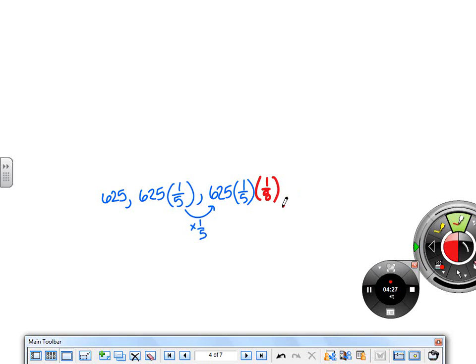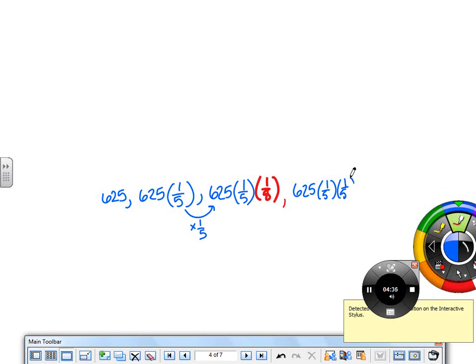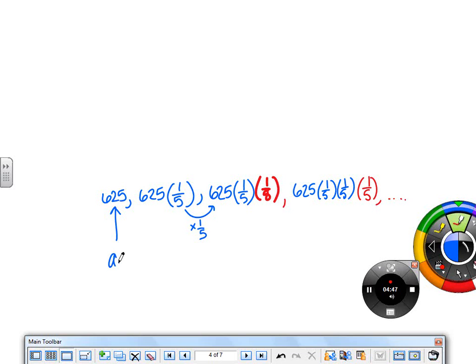Then if I go on to get the next term, it would be the term before it, which now looks like this, times another 1/5. And that pattern would continue. So what I'm seeing here is I have my first term. Then this is my second term. And notice that it is my first term times 1/5, which was our ratio. This is my third term, which notice is my first term times my ratio again.